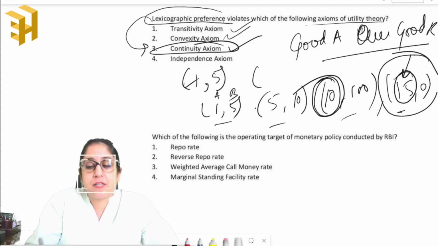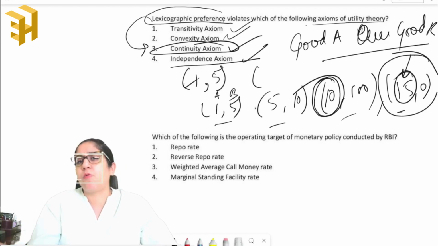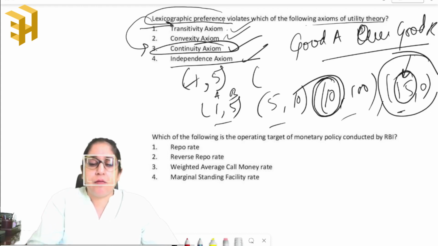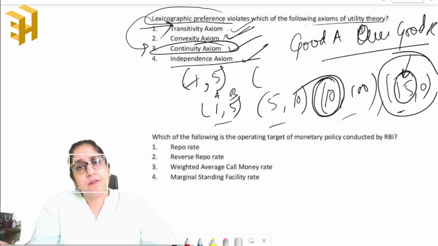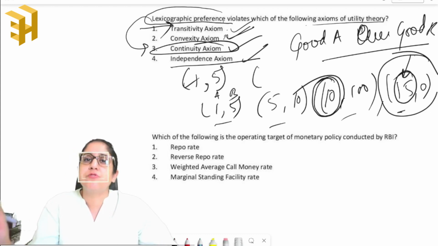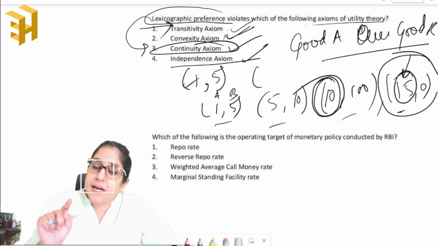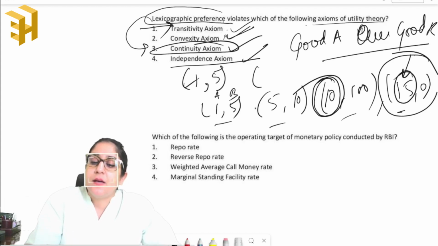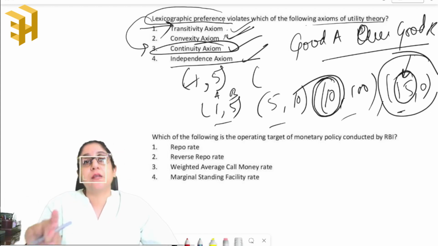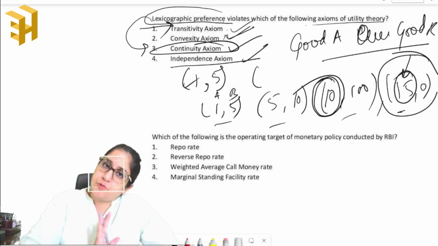All other preferences can be there. You are not concerned with what amount of B you are consuming. You are preferring A over B. Transitivity is there. You are preferring that. That can be represented. Convexity, you can give up B amount of good irrespective of how many units you are giving up to consume A. That is also represented. It is just the continuity axiom that is not representing such hierarchical objects.